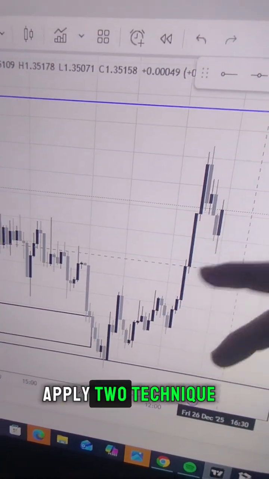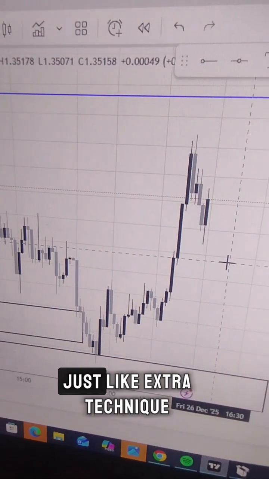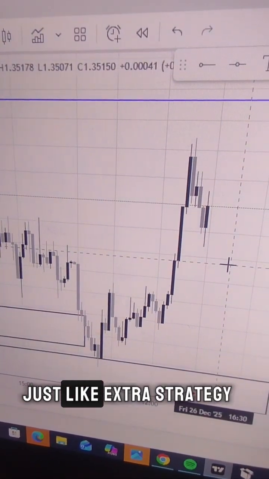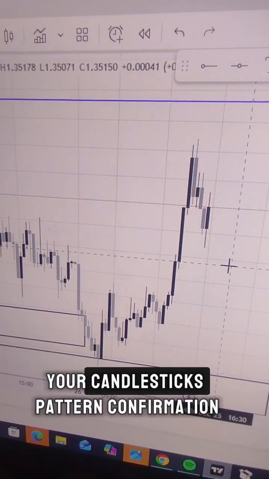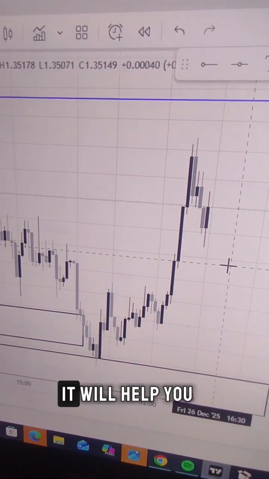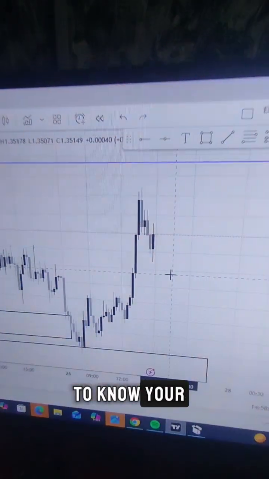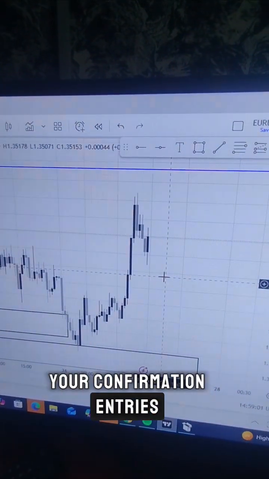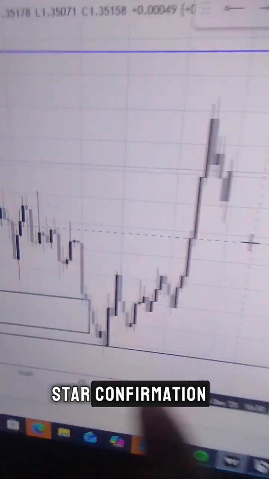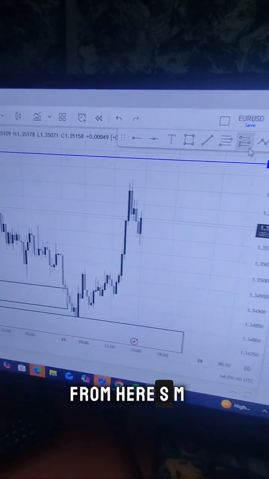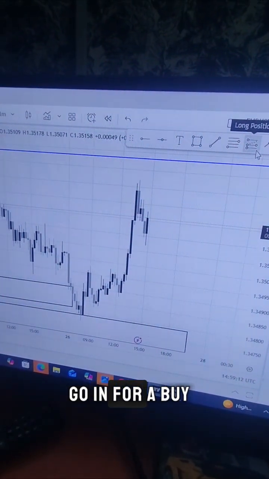You now apply two techniques. This one is just like an extra strategy. You need to know your candlestick pattern confirmation. It will help you to know when to enter for your confirmation entries. So now this is where I got my morning star confirmation. From here, SMC traders can now go in for a buy.